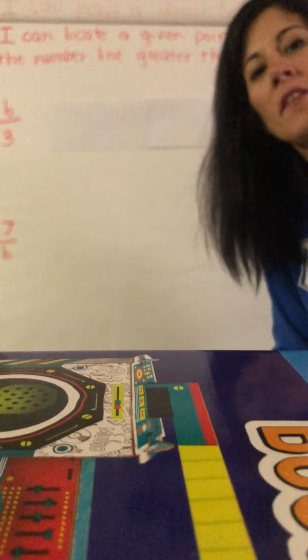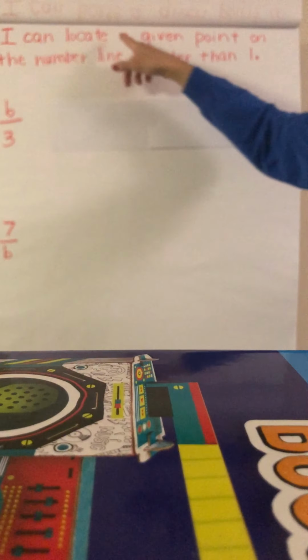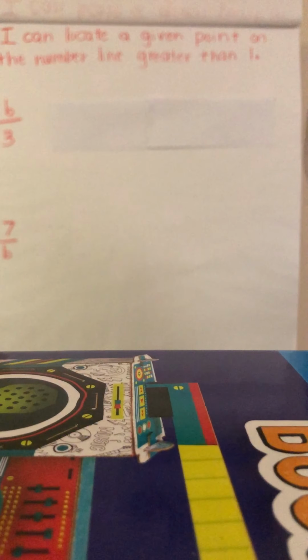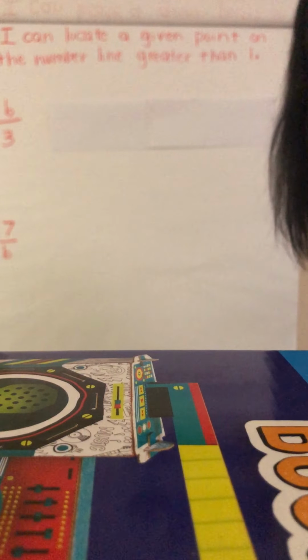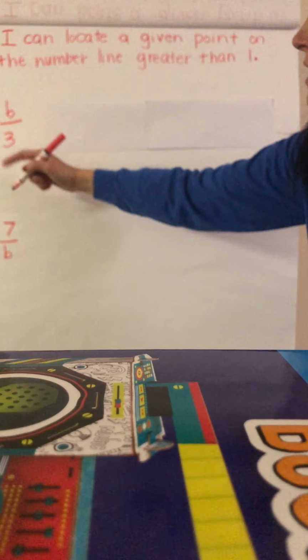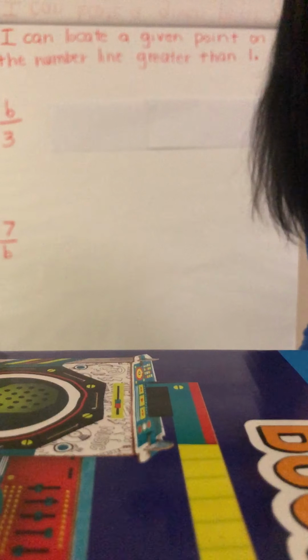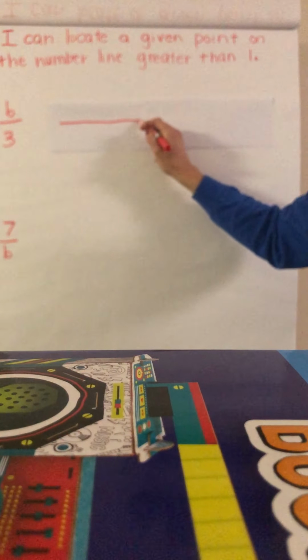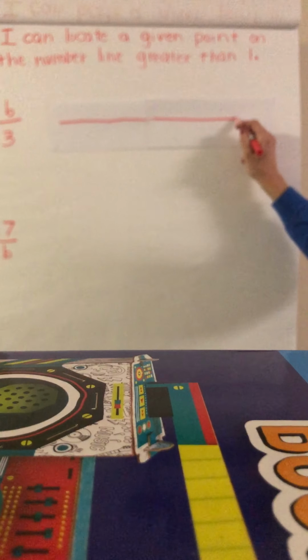Hi boys and girls. Today we are going to locate a given point on the number line, and it's going to be greater than 1. So let's take a look at how we do that. We're going to be working with the fractions 6/3 and 7/6 today. So let's see how we put that on a number line.